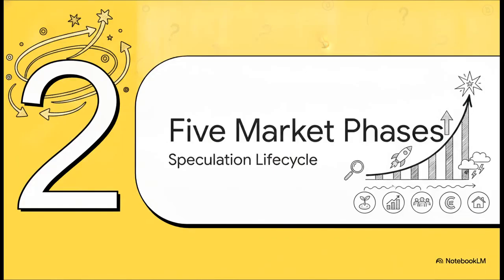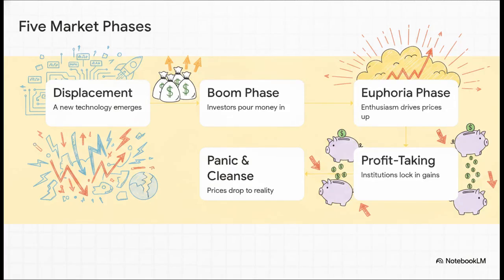Section 2, the 5 market phases, the life cycle of speculation. Now, what's really fascinating here is that tech bubbles aren't just random accidents. They follow a highly predictable psychological and financial pattern. We can actually track the exact 5 phases. First, it always starts with displacement, where a new technology emerges and creates genuine, totally justified excitement. Then comes the boom phase, where money starts pouring into anything even loosely connected to that tech.